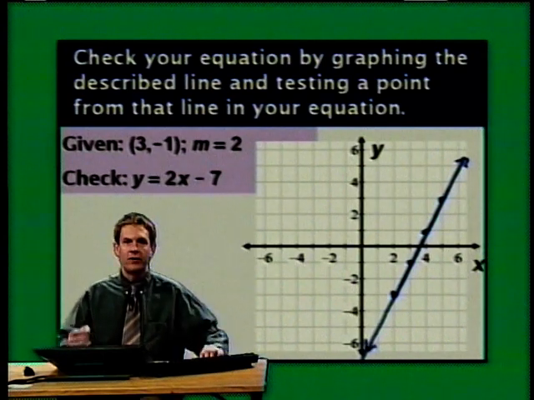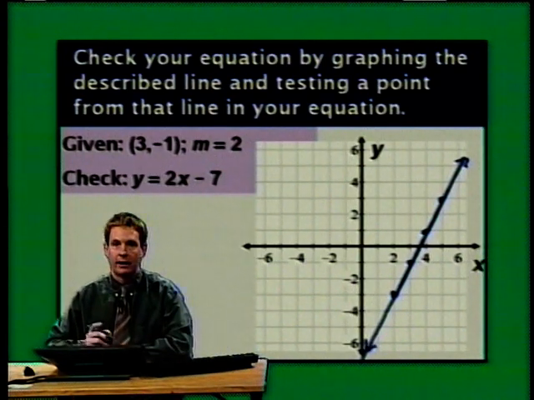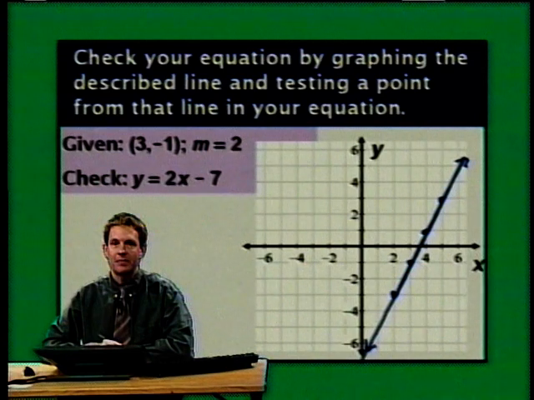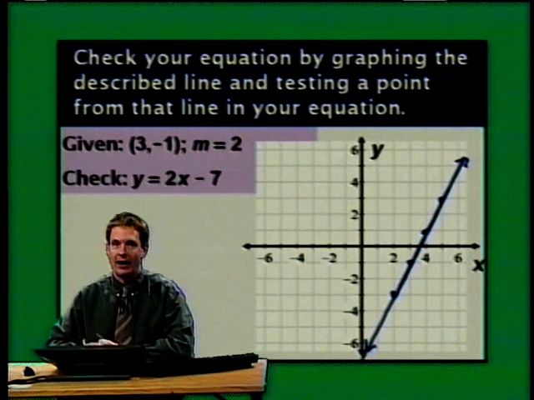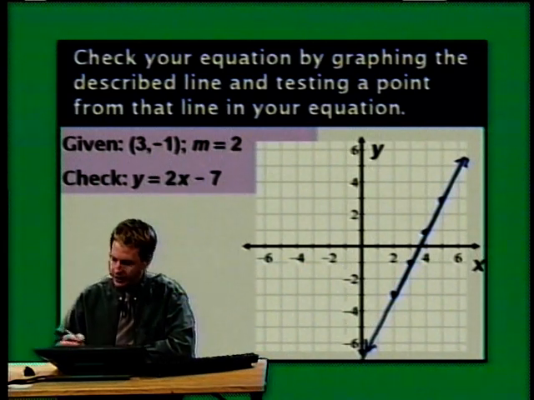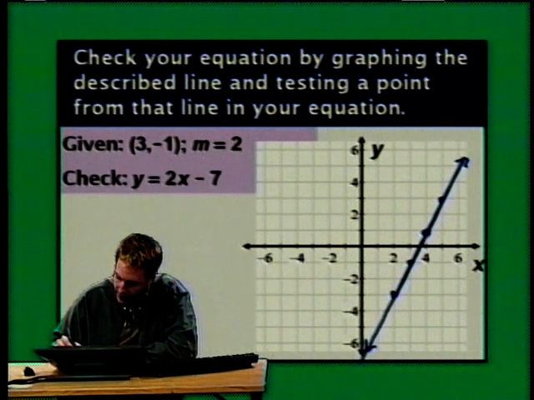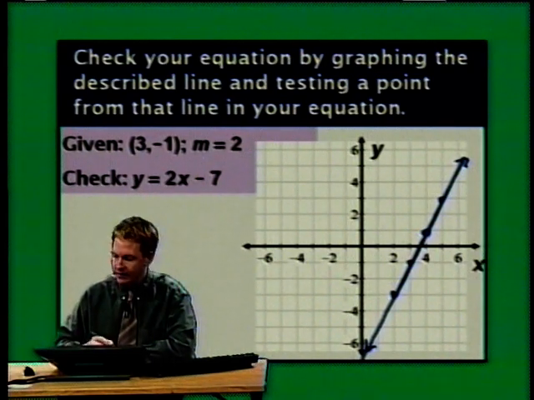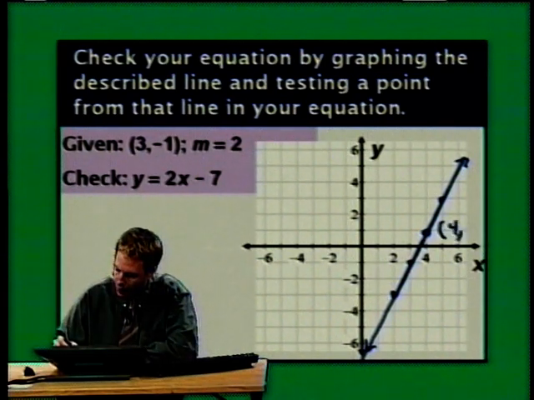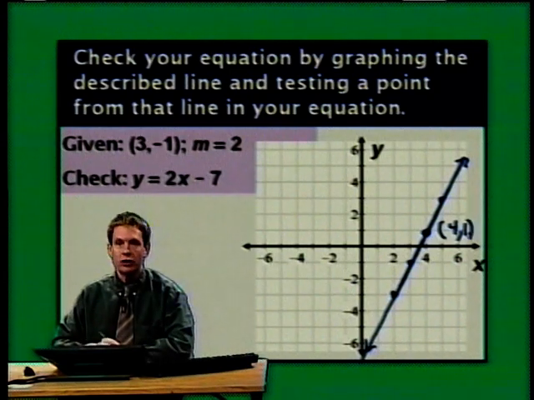Here's a graph of the described line. Let's make sure y equals 2x minus 7 is an equation for that line. The way I'm going to check is I'm going to pick one of the points on the line other than the one that I was given. Let's take the point (4, 1) and make sure that that point satisfies our equation.